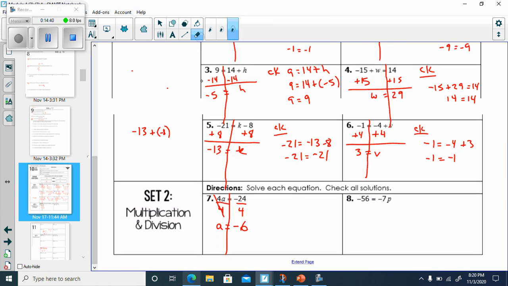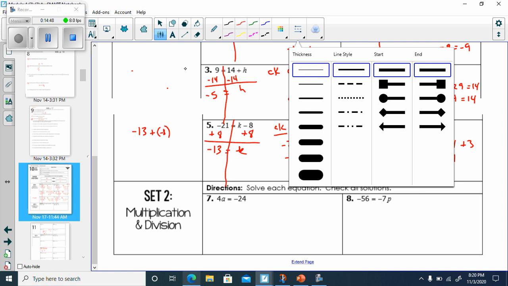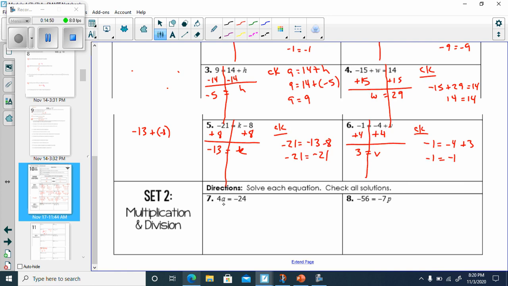Okay? So what if we are multiplying or dividing? Let's do some multiplication and division one step. This is 4 times a is equal to negative 24. So we need to figure out what's the value of a. The opposite of multiplying 4 times a is to divide. A then is equal to negative 24 divided by 4, which is negative 6.